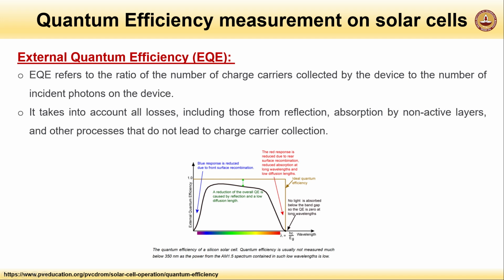The figure below shows a typical EQE spectrum of a solar cell. The golden line represents the ideal quantum efficiency. However, in a practical scenario, various losses occur. In the blue region, the losses are primarily due to the surface recombination. In the red region, losses arise from the rear surface recombination, the reduced absorption at lower wavelengths, and limited carrier diffusion lengths. Beyond a certain wavelength, the EQE drops to zero due to the lack of photon absorption.